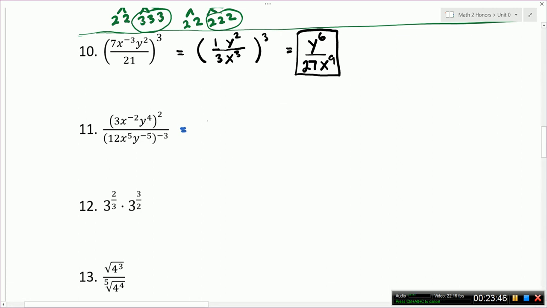So 3 squared is 9, 3 times 3. X to the negative 2 squared, you're multiplying the exponents. And so you get x to the negative 4. Y to the 4th squared is y to the 8th. Over. Now, here I'm going to raise everything to the negative third power. So I'm going to write 12 to the negative third, x to the negative 15, and y to the positive 15.